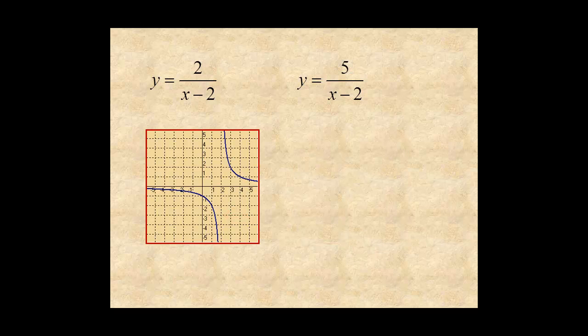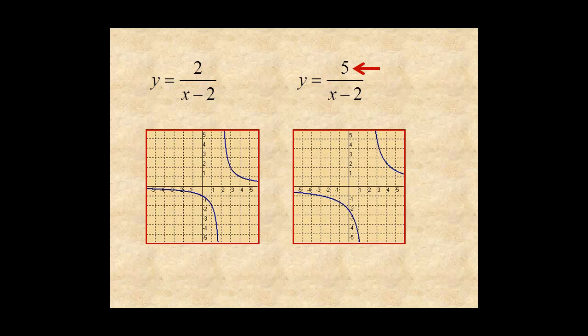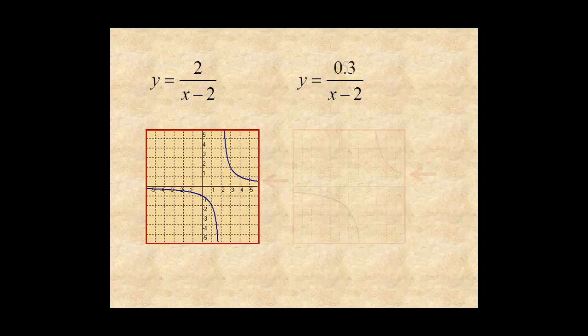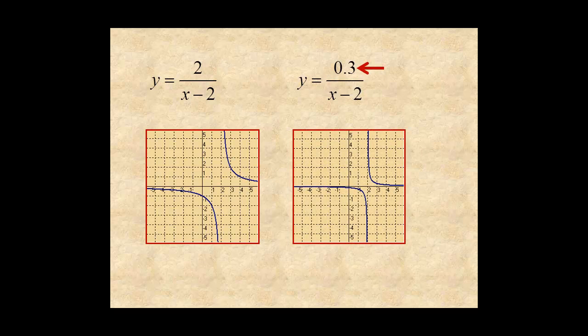If the constant in the numerator is larger, the graph stretches vertically. For example, notice this branch of the function is higher. If the constant in the numerator is smaller, the graph shrinks vertically. For example, notice this branch of the function is lower.